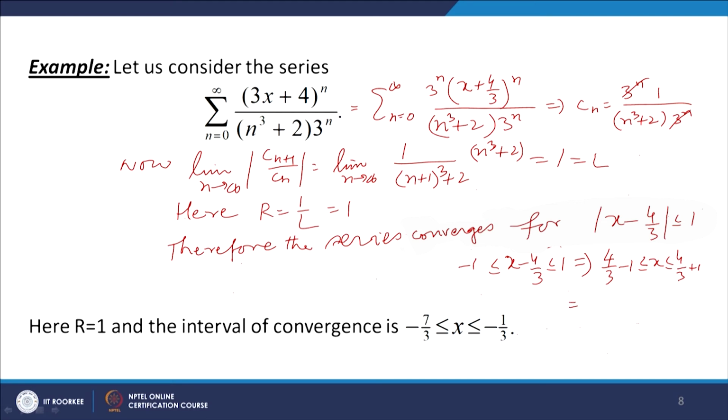this is x plus 4 by 3, yeah, because the center is minus 4 by 3. So, I get here minus 4 by 3, here also minus 4 by 3. So, this is minus 7 by 3 less than or equal to x less than or equal to minus 1 by 3. So, this is the interval of convergence.